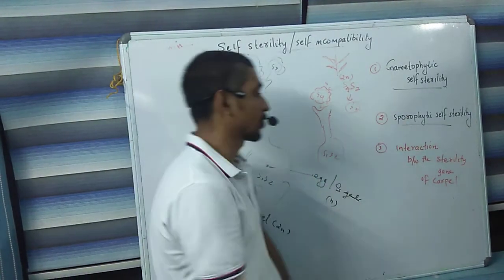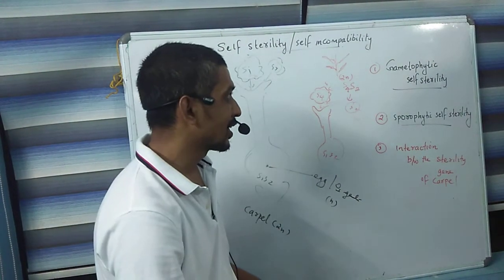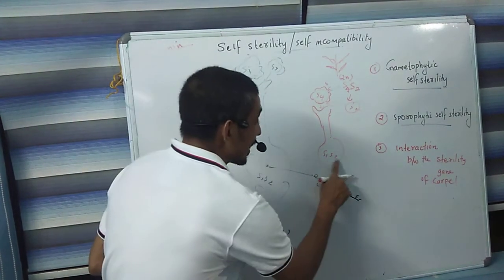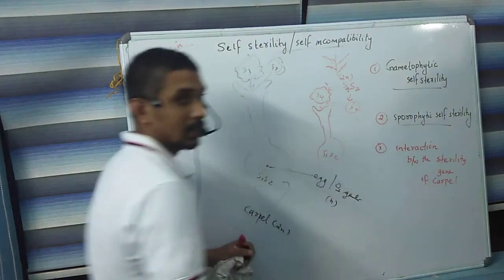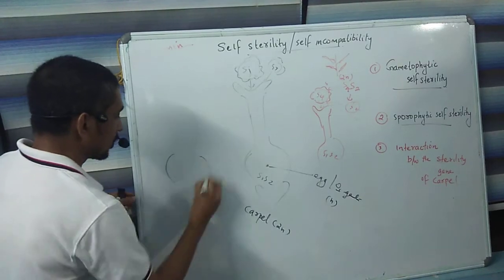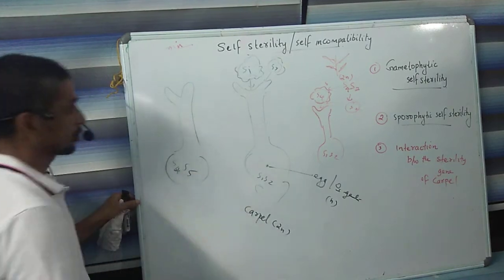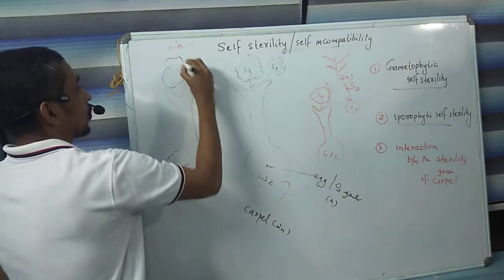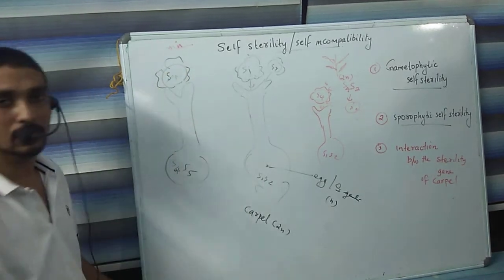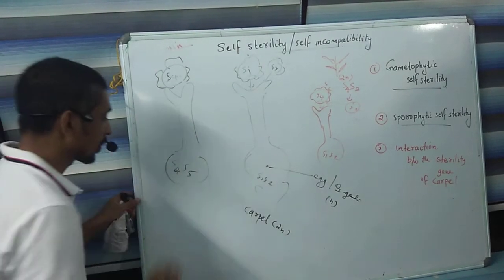Whereas in the third case, in some plants, self-sterility is determined by the interaction between the alleles present within the carpel. That is the third type. Look here, I will show you. This is the carpel. It contains S4, S5 alleles. And there is a pollen grain with the S4 allele on the stigma. What will happen? I will explain.